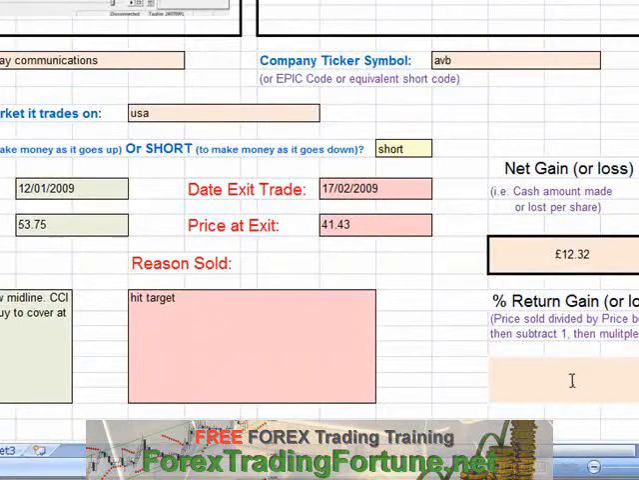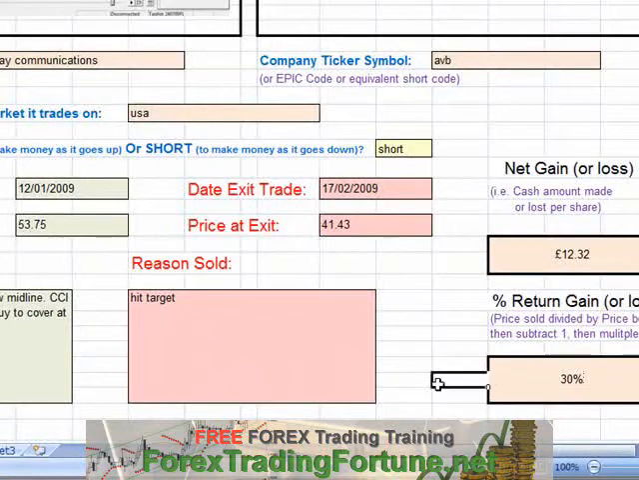How do we work out the percentage return? So it says price sold divided by price bought. So again, that will be the other way around because it was a short trade. So it will be price bought divided by price sold. And then minus 1. And then times 100. Wow, nice trade. We made 30% on that trade.